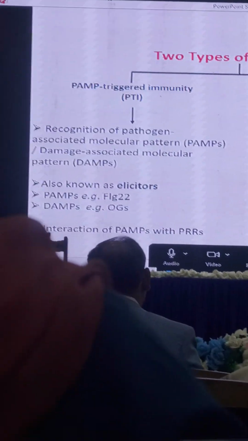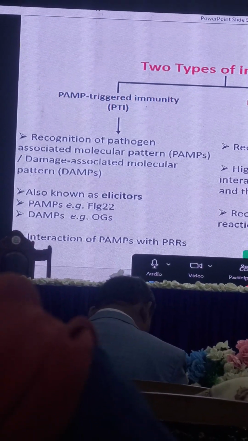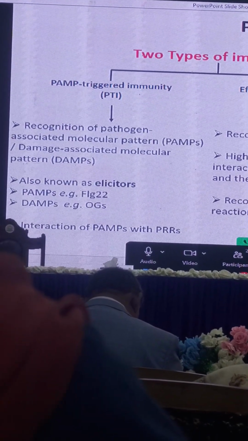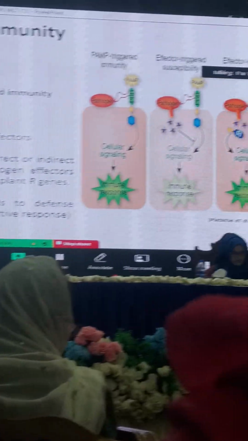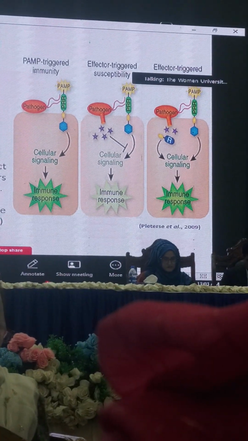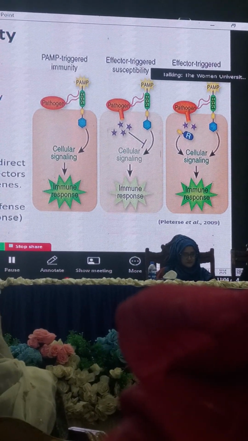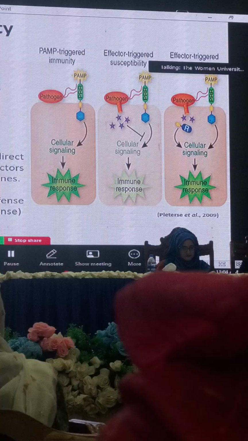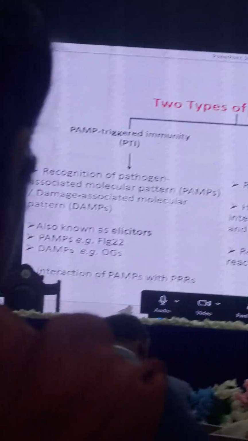In case of effector-triggered immunity, if you could see this picture, the first one, PAMPs are actually the molecular patterns that are secreted by the pathogen when they attack the plant, or they can be plant related patterns, or they can be secreted by the pathogen. These are recognized by the pattern recognition receptor on the plasma membrane.